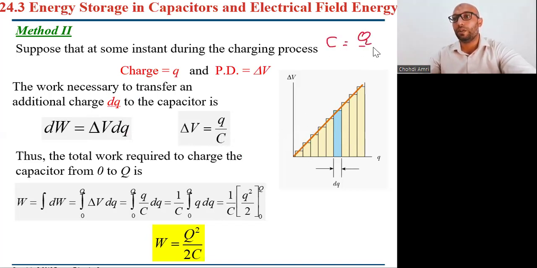Then the total work required to charge the capacitor from 0 to the charge Q is W, the integral of dW. And don't forget to substitute delta V by Q over C. So we're going to get the integral from 0 to Q of Q over C, which is what we call delta V, multiplied by dQ. Here our variable is the charge Q, so we're going to get 1 over C as a constant, and the integral of Q dQ from 0 to Q. So we get W, the work required to charge the capacitor, equal to Q squared over 2C.